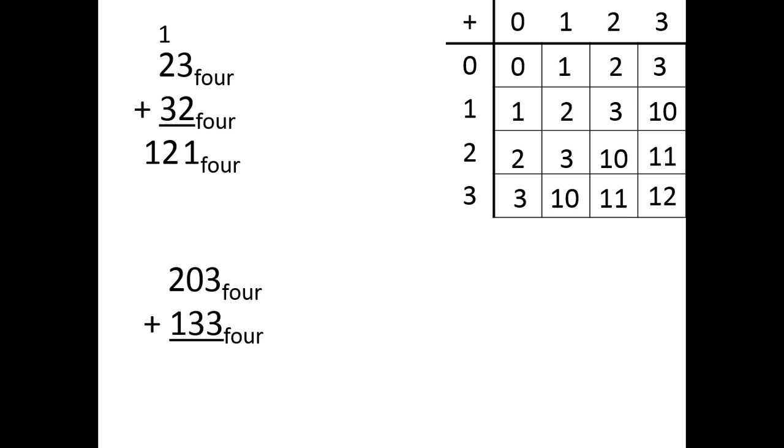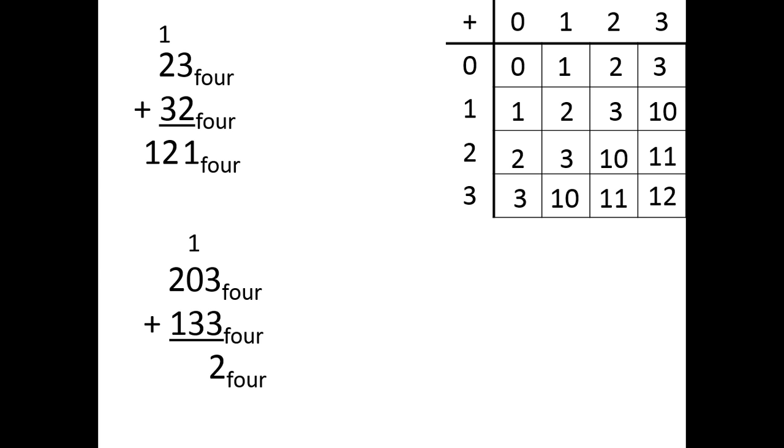Let's try another base 4 addition problem. So we start with the ones column. 3 plus 3, you can use the table and see that 3 plus 3 is 1, 2. Or you could say, okay, 3 plus 3, I'm thinking 6 in base 10, but 6 in base 10 is actually a 4 and 2 ones. So there's my 2 ones, and there's my group of 4.